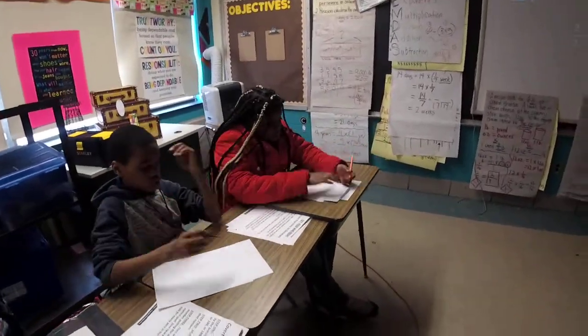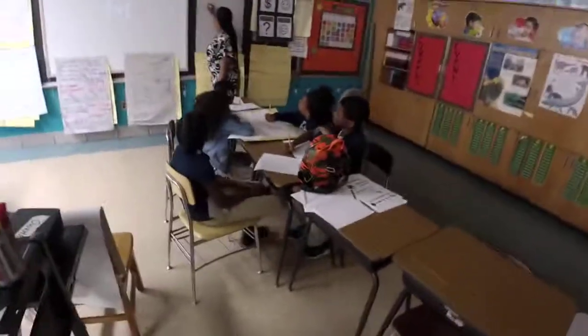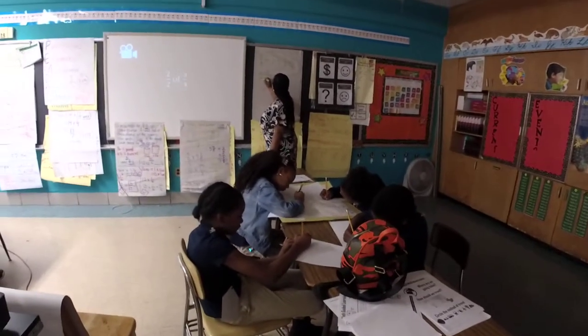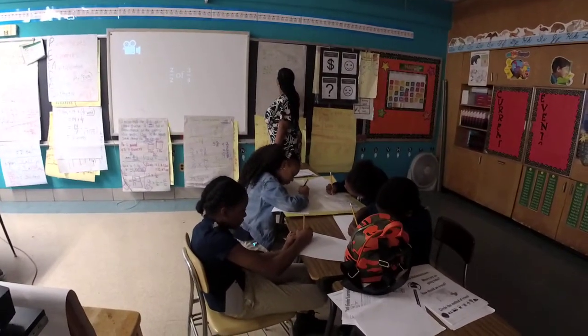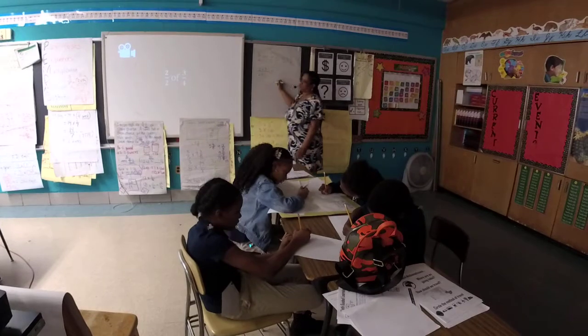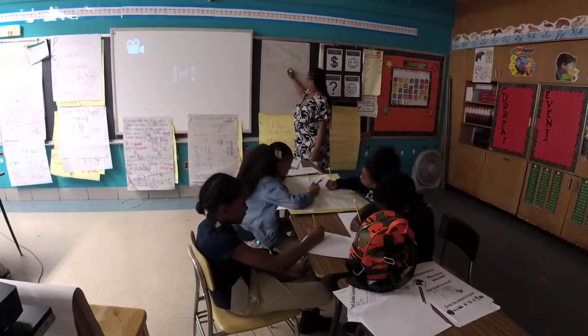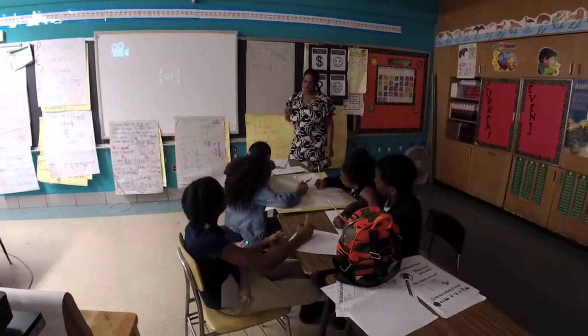Okay. So then we simply write 2 times 3 over 2 times 4, which is equal to 6 over 8. 6 over 8. Everybody with me? Yes. Okay.